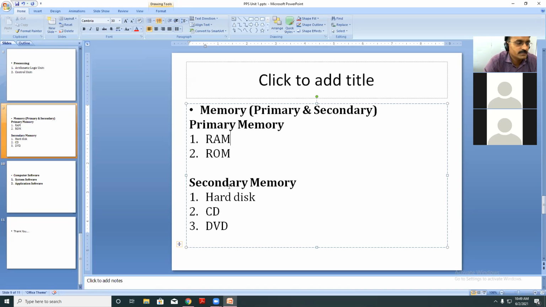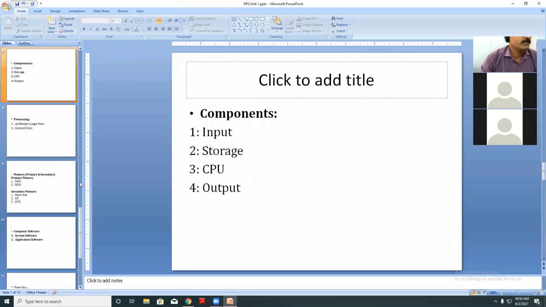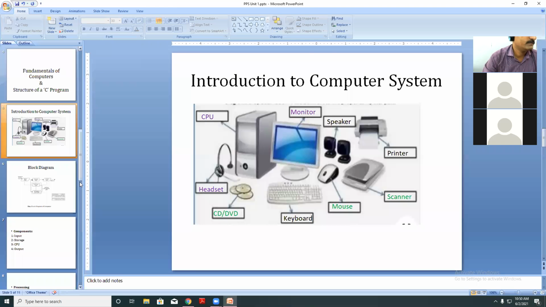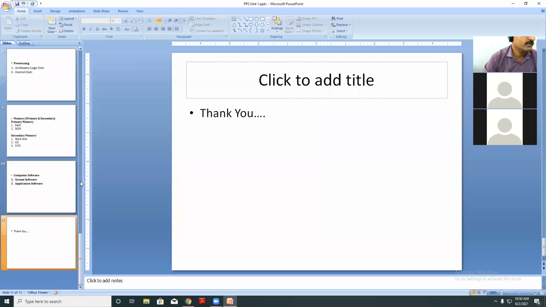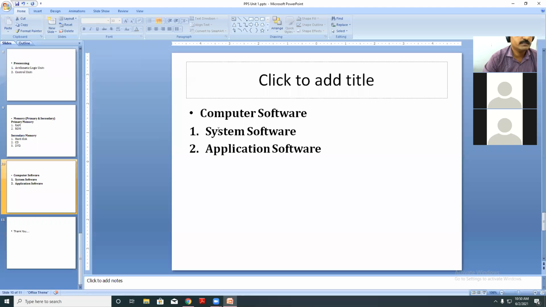So this is about the introductory part of the computer. One point remains, computer software. We will look into this computer software point in the next lecture.